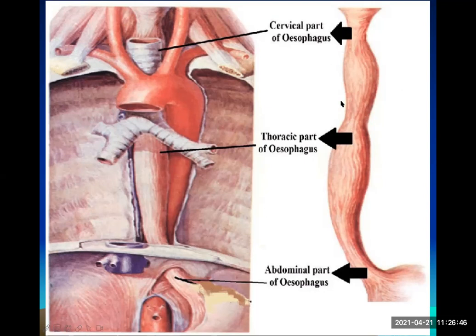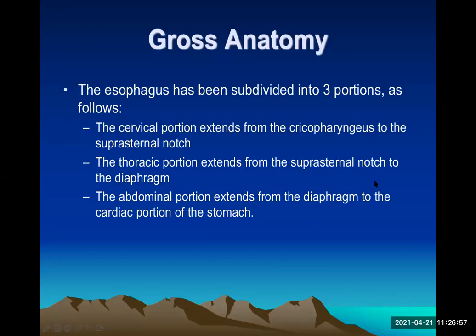So this is the cervical part of the esophagus, which is present in the neck area. Thoracic part is present in the chest, and abdominal part is present in the abdomen. So esophagus has been subdivided into three portions as follow. The cervical portion extends from the cricopharyngeus to the suprasternal notch, which is present in the neck area. That's why it is known as cervical. Thoracic portion extends from the suprasternal notch to the diaphragm. It is present in the thoracic cavity. And abdominal portion is a very small one, extends from the diaphragm to the cardiac portion of the stomach. This is abdominal part of the esophagus.